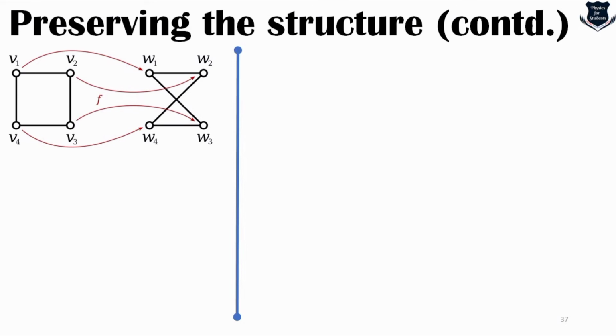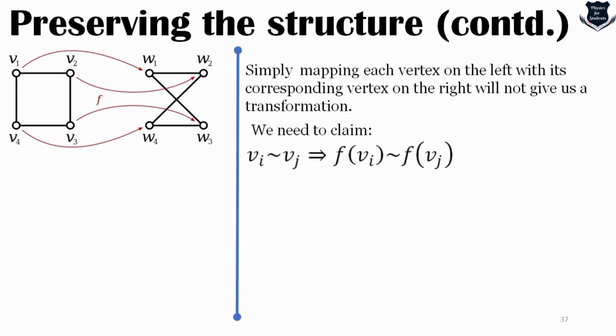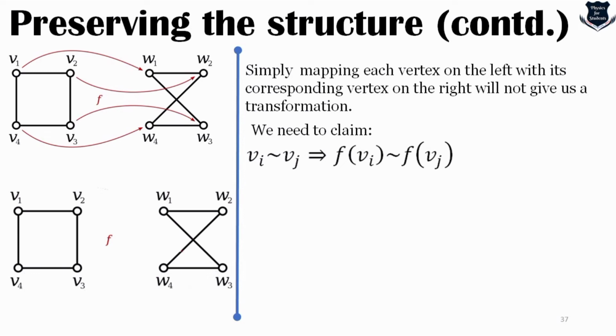So we can see with this failure that simply mapping each vertex really doesn't work. So what we need to claim is that V1 is isomorphic to Vj, which implies that the mapping F of Vi is isomorphic to Vj. How are we going to do that? So we take this kind of a figure, right? Now let us watch it closely.